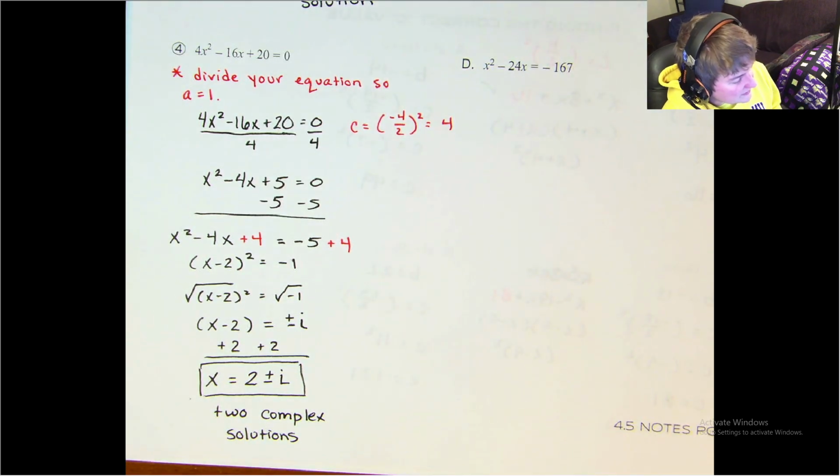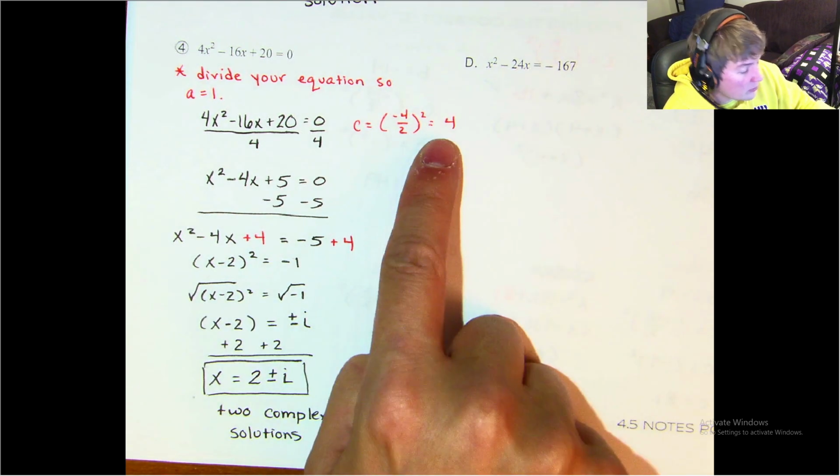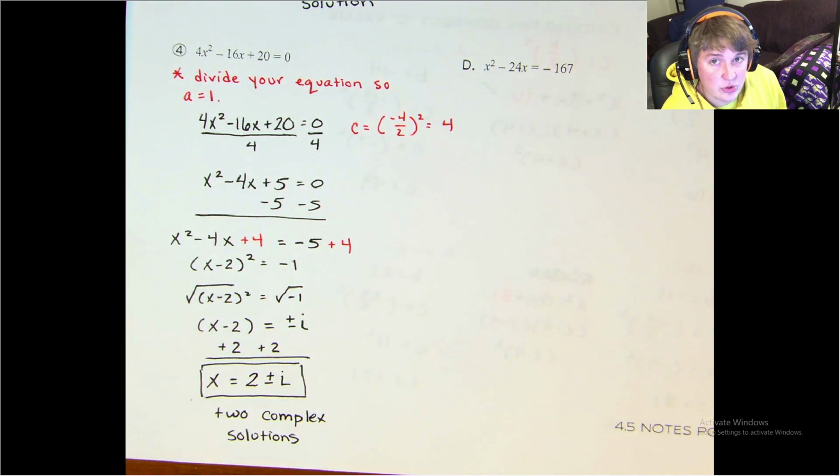So just a few things to remember. One, if your a value is not equal to 1, you need to make it equal to 1 by dividing by whatever the a value is. And then you need to remove the c value and then add in your new appropriate c value that makes it a perfect square trinomial.